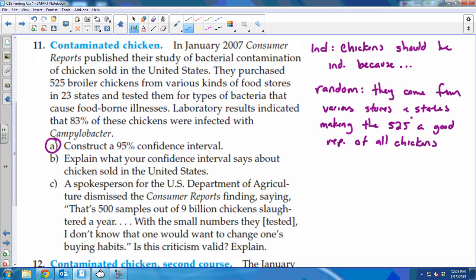Okay. You also know they're independent because 525 should probably be less than 10% of chicken. We eat a lot of chicken. Would you agree? Okay. Is the sample size large enough? How do we know?